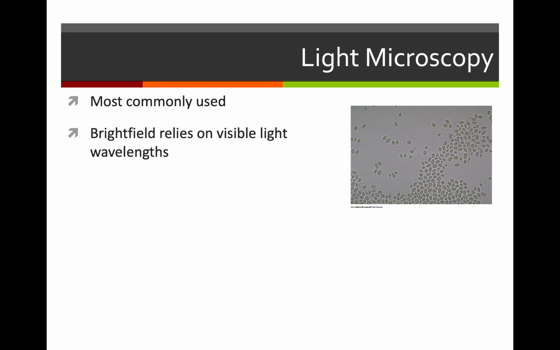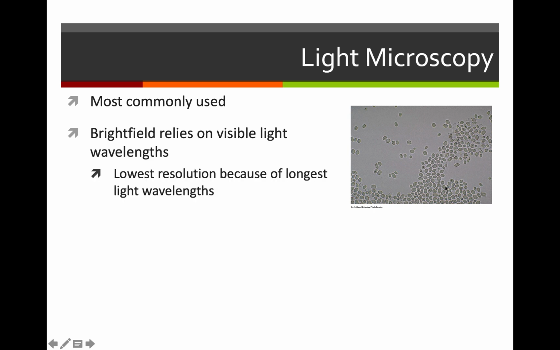So light microscopy, as I mentioned, is most commonly used, and of course bright field is the most common type of light microscopy. This is what you would see with light microscopy. You'll see a lighter background and the organisms will appear darker. Sometimes, especially with things like bacteria, they are so small and translucent that you'll have to apply different types of stains to the microorganisms in order to visualize them under the microscope. This is the lowest resolution.